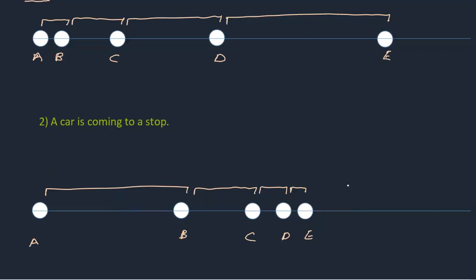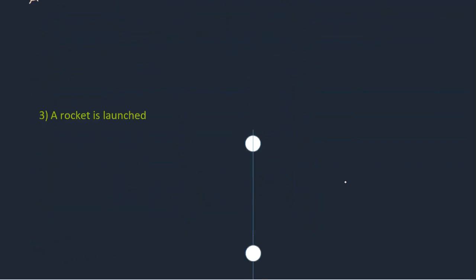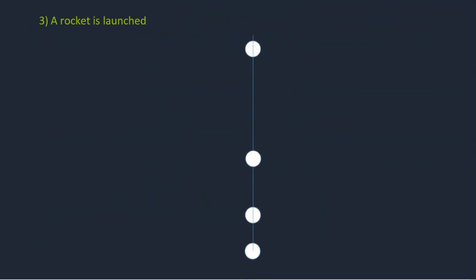Now let's move on to our final example, where we have a rocket being launched. It is being launched vertically and the speed is increasing. So we can go ahead and name this point A, point B, point C, and point D. So from point A to point B, this is our distance, and from point B to point C, our distance is increasing, and from point C to point D, our distance is the largest.